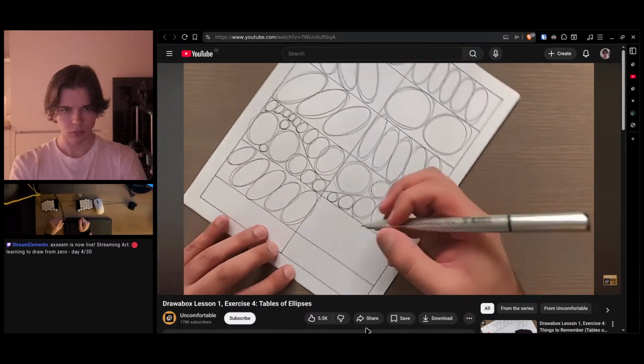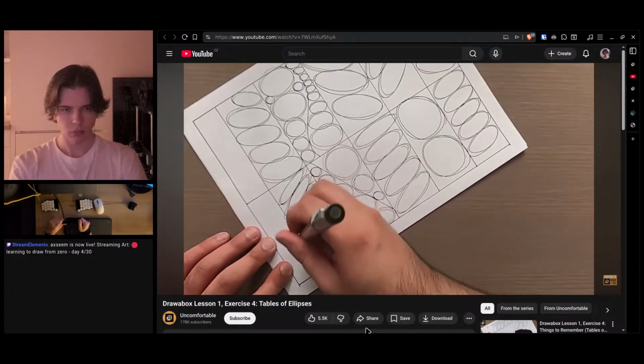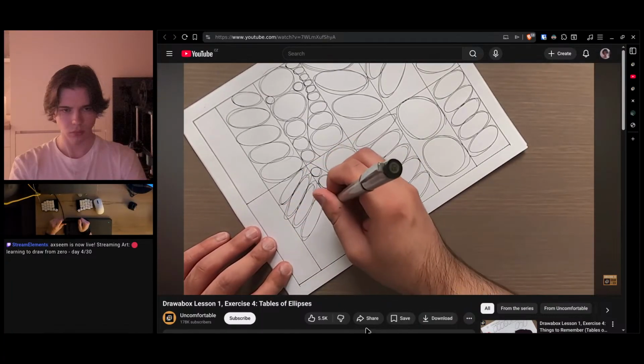As a whole, the focus of this exercise is to give yourself lots of different kinds of spaces in which to practice drawing your ellipses confidently and accurately.